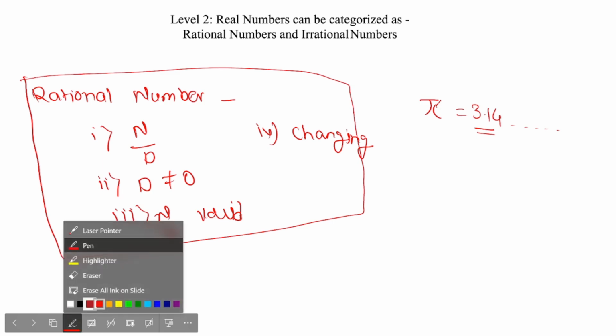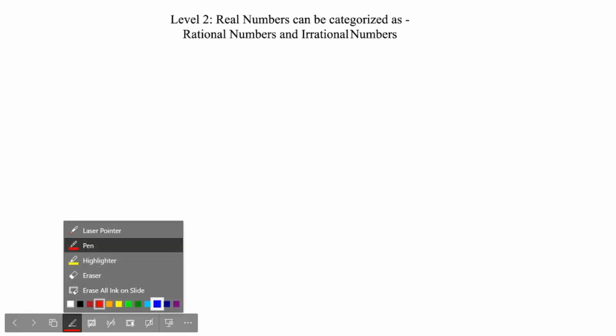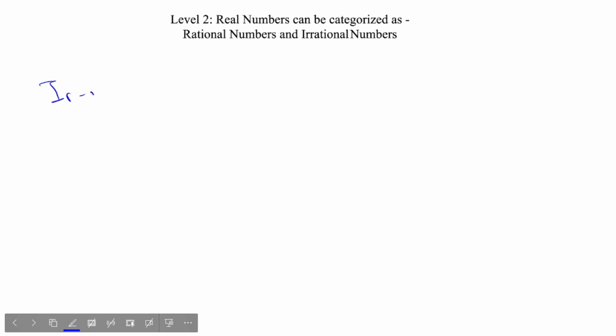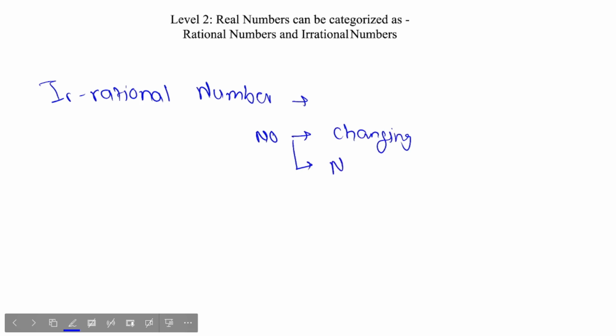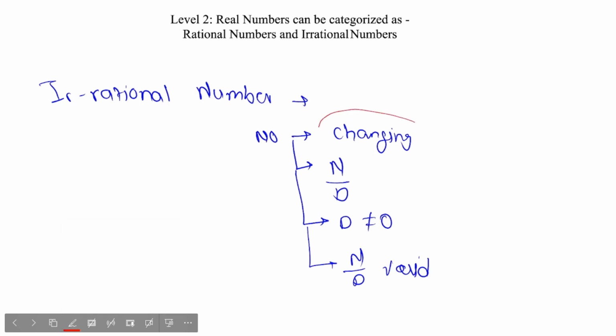Now, do you understand what an irrational number is? Taking the example of pi, that condition is needed for an irrational number. So what is an irrational number? An irrational number is a number in numerator-denominator format, with the denominator not equal to 0, and with a valid numerator and denominator, but the only difference is that the value keeps on changing.